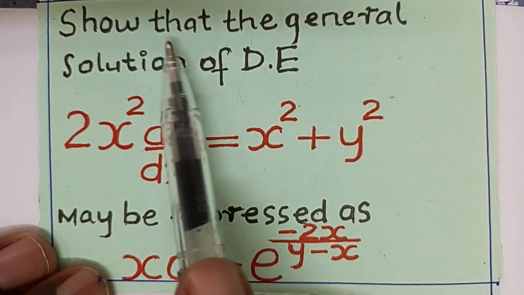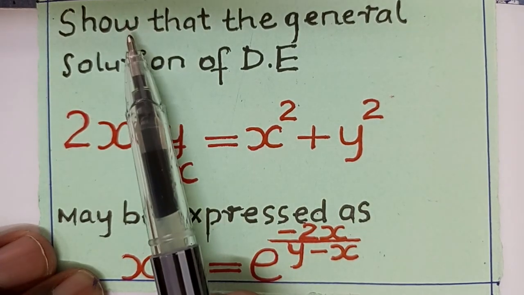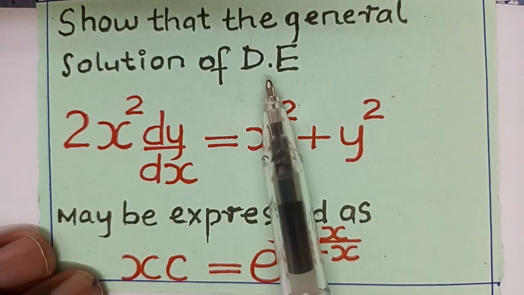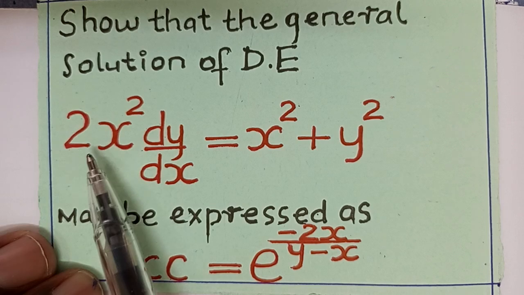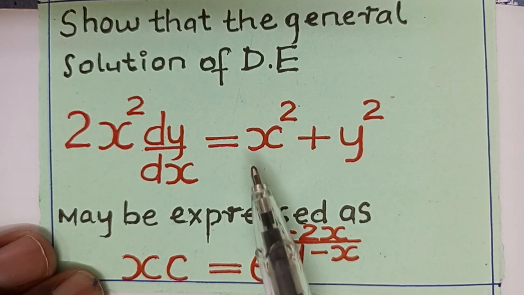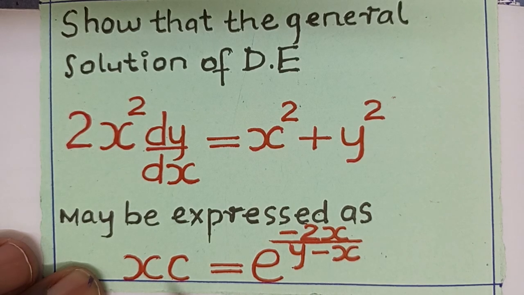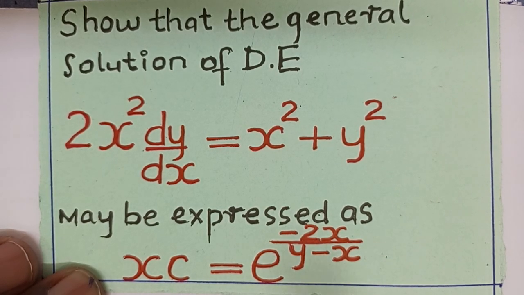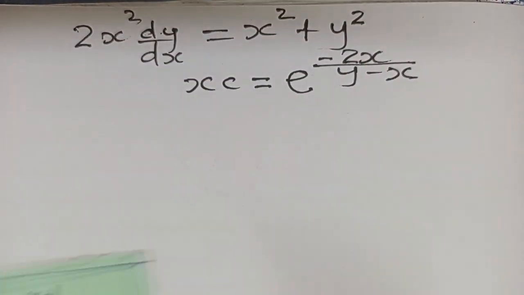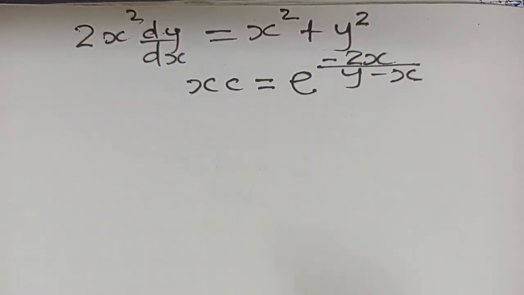Guys, let's do this question. I read the question. Show that the general solution of the DE, that is the differential equation 2x squared dy over dx equals x squared plus y squared, may be expressed as xc equals e raised to negative 2x all over y minus x. And so guys, we start off the question.